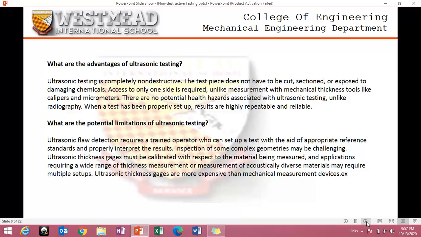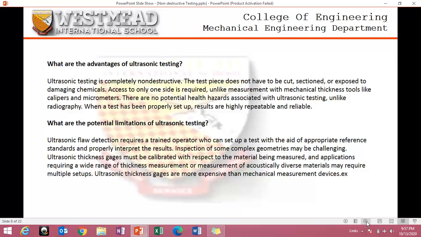What are the advantages of ultrasonic testing? Ultrasonic testing is completely non-destructive. The test piece does not have to be cut, sectioned, or exposed to damaging chemicals. Access to only one side is required. Unlike measurement with mechanical thickness tools like calipers and micrometers, there are no potential health hazards associated with ultrasonic testing, unlike radiography. When a test has been properly set up, results are highly repeatable and reliable.